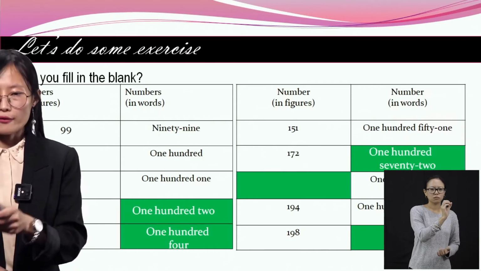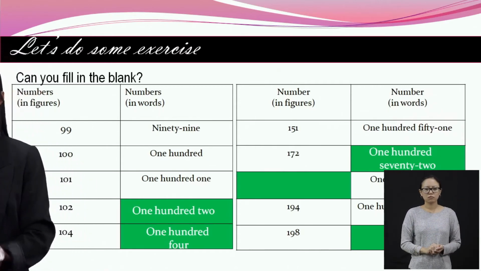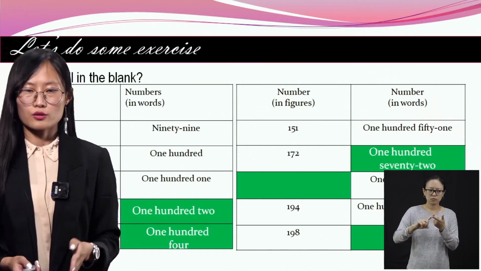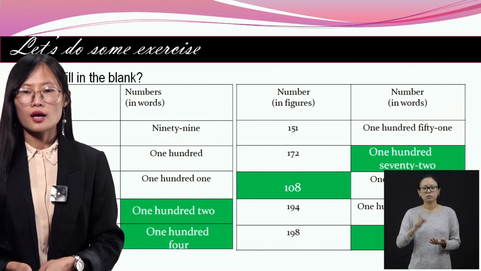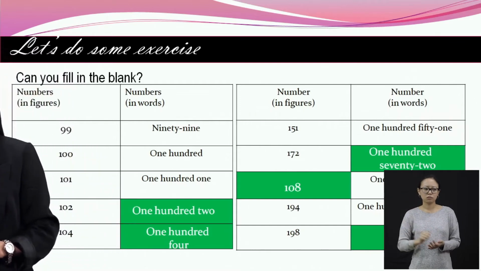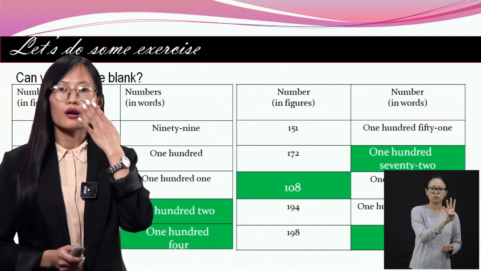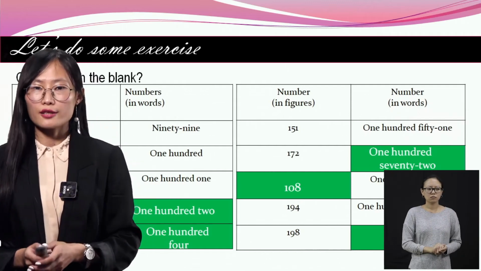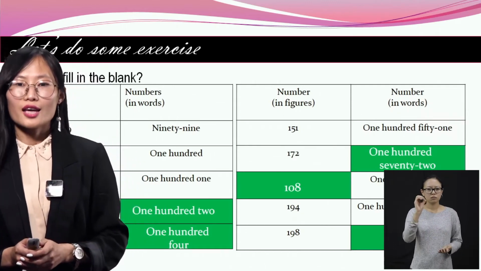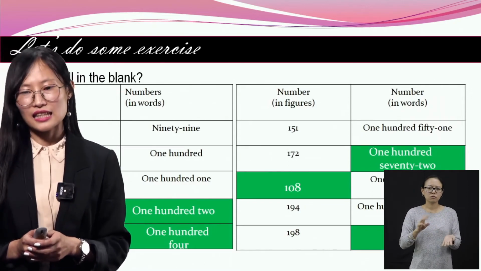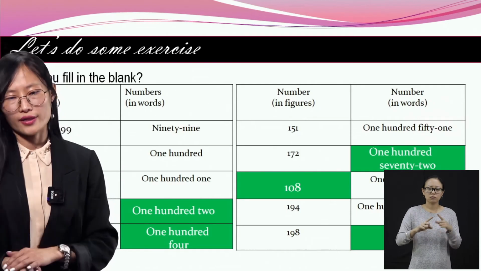If you read the right column, it is written ONE HUNDRED EIGHT. So first write 100, and then 8. So this is your 108. The next number is already done for us. Let's just read it out. 194. ONE HUNDRED NINETY-FOUR, 194.